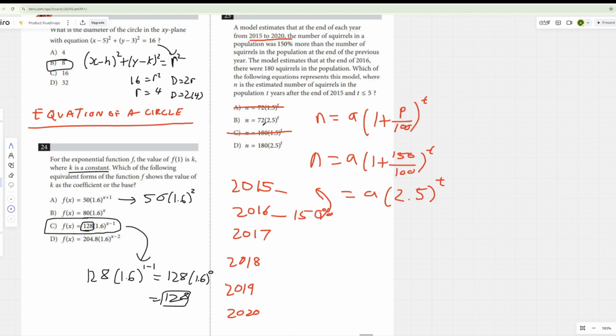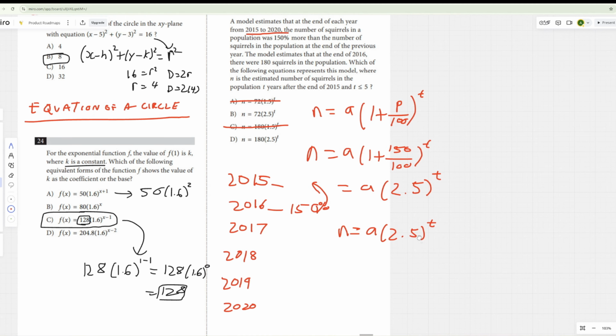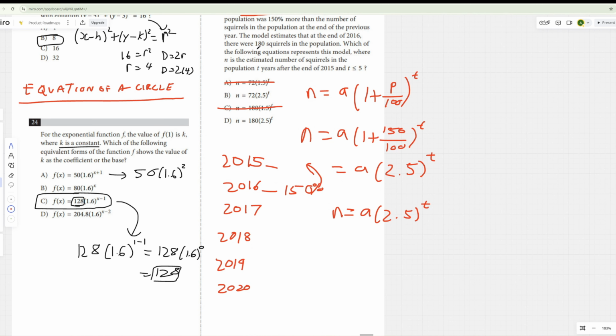Now we have to figure out whether a is 72 or 180. Well, n equals a times 2.5 to the t. We know that 1 year after 2015, there were 180 squirrels, right? At the end of 2016. So 180 squirrels equals a times 2.5 to the 1. Solving for a gives me 72. And there we go. Our answer is going to be B.